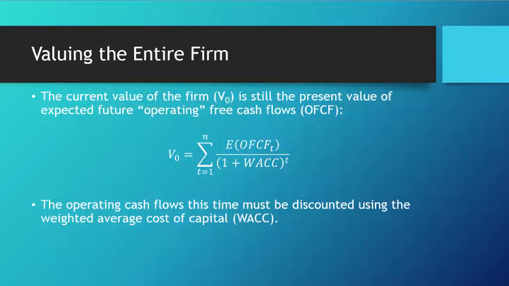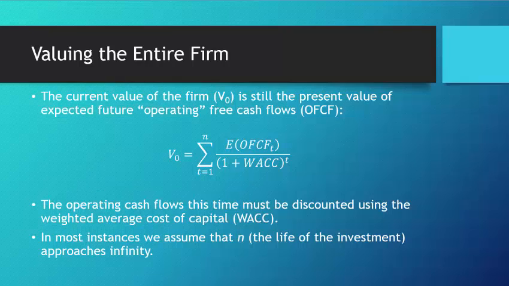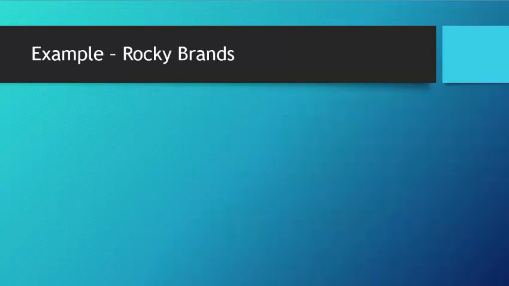Again, we're going to assume that that n, in this case the n on the top of the summation sign, is the life of the investment and that it approaches infinity. And again, my example is Rocky Brands.